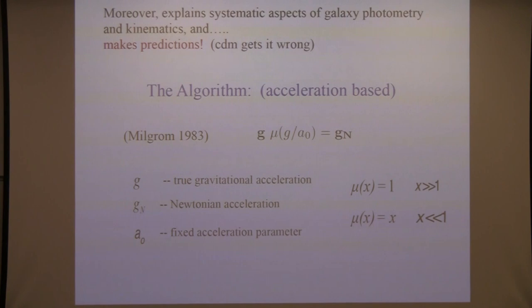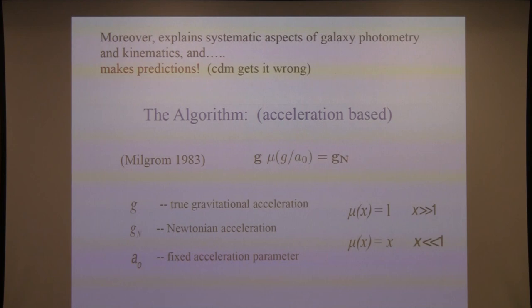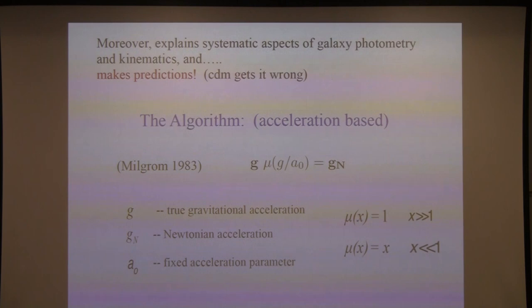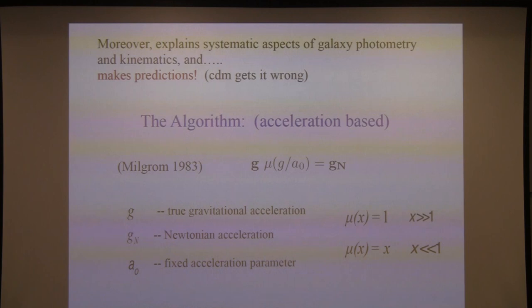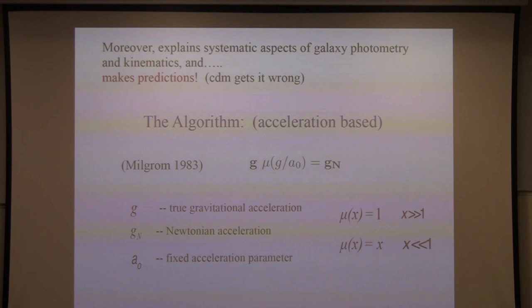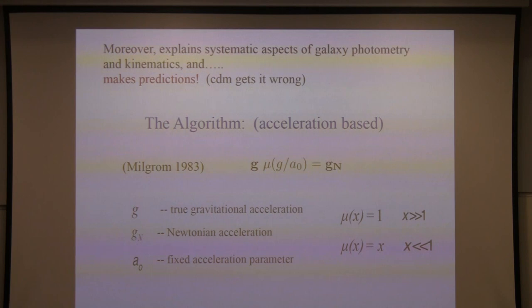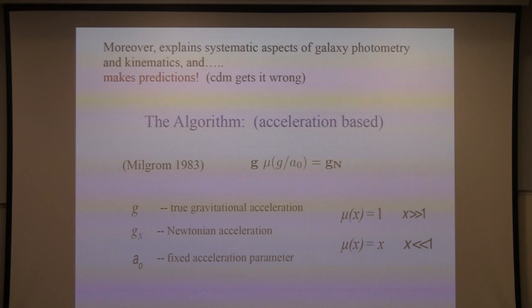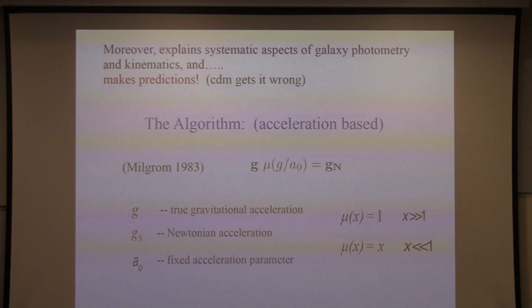This is the algorithm. The observed acceleration, g, times some function of the observed acceleration in units of the acceleration parameter is equal to the Newtonian acceleration. Now, the function is not specified, but it must have this kind of asymptotic behavior. When acceleration is much larger than the acceleration constant, then mu of x is equal to 1, so g is equal to g_N, that is, the acceleration is the Newtonian acceleration. In the other limit, where x is much smaller, then mu of x is equal to x, the acceleration over a naught, in units of the acceleration constant. So that's it. It's really very, very simple.